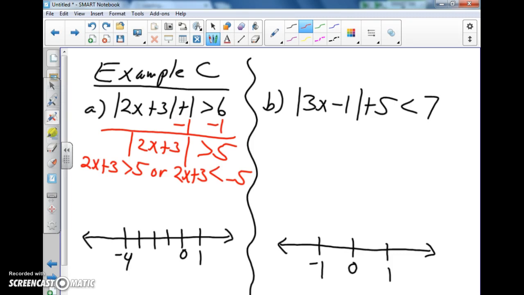Now you solve it. What are you going to do here first, solving for x? Subtract 3 from both sides. That'll give you 2x is greater than 2. Subtract 3 from both sides on the other one. That'll give you 2x is less than negative 8. What are you going to do next to solve for x? Divide by 2. 2 divided by 2 is 1. And 2 divided into negative 8 is negative 4. There you go. You're set. There's the answer.